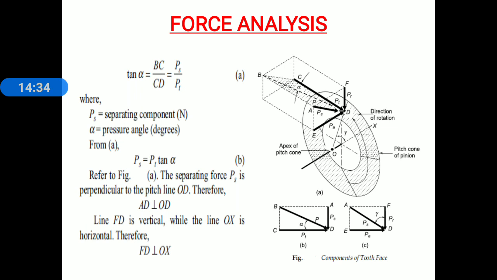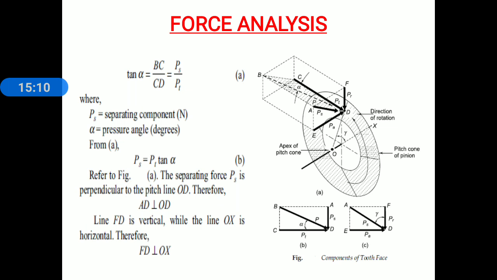Consider equation A. PS is the separating component in Newton, alpha is the pressure angle, that is in degree. And from equation A, we simplify this equation and we get the separating component PS is equal to PT into tan alpha. Consider equation B. In figure A, everyone observe the figure A, the separating force PS is perpendicular to the pitch line OD. Therefore, AD perpendicular to OD.